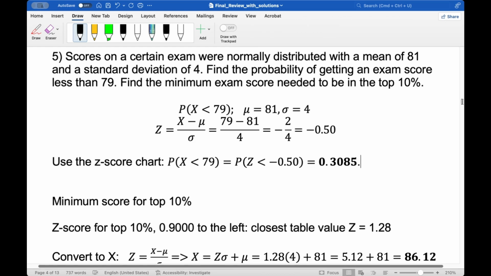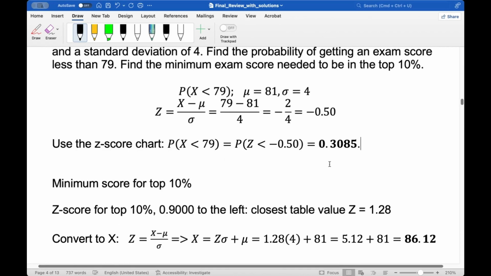We convert this over to a z-score so we can look it up on the chart. We're going to convert the 79 from an x to a z-score. 79 minus 81 over 4. It's negative 2/4. It's negative 0.50. So we want the probability that z is less than negative 0.50, and that is 0.3085.